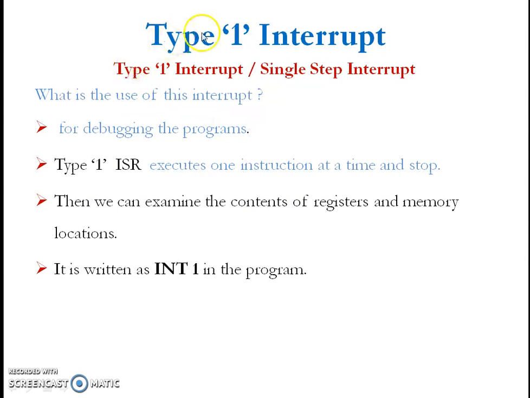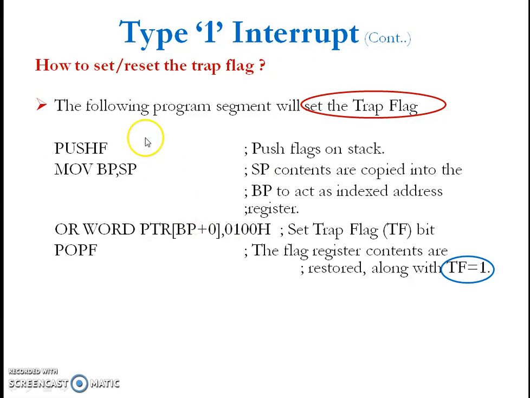The second interrupt is type 1 interrupt, which is also called single step interrupt. What is the use of this interrupt? The main use is for debugging the programs. It executes one instruction at a time and stops, thereby we can examine the contents of registers and memory locations. If the result is wrong, then again we can modify the program instructions and again use this single step operation, type 1 interrupt.